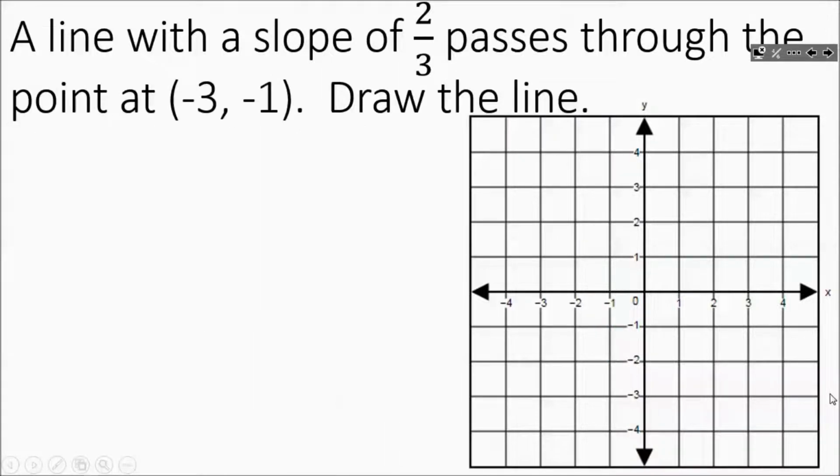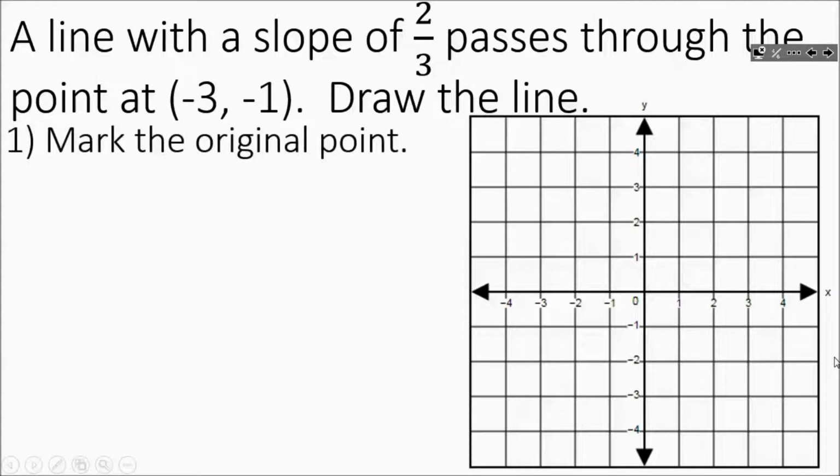A line with a slope of 2/3 passing through the point at -3, -1. We're going to draw that line. We're going to mark our original point, -3, -1, an x value of -3, a y value of -1. So there's our point.